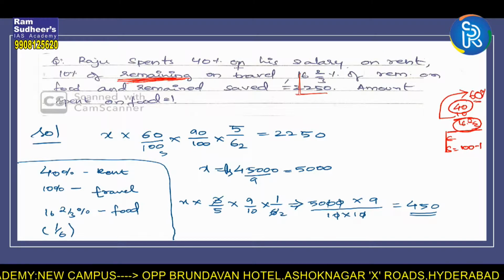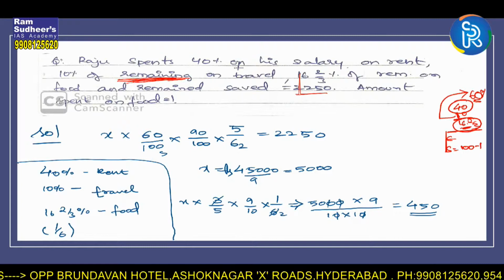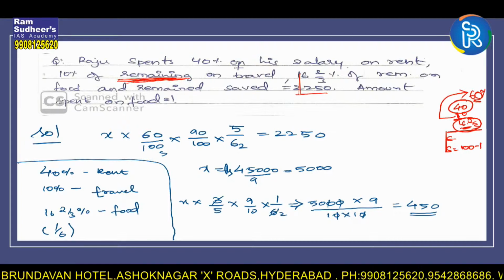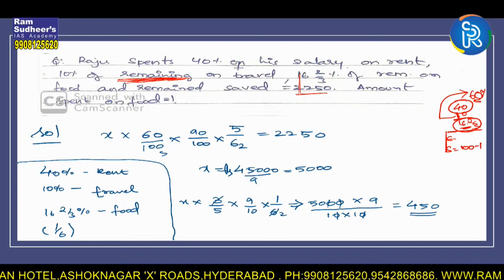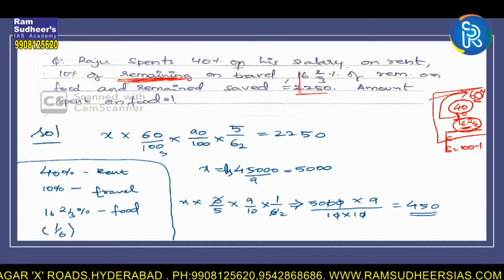Like after consuming 10% from the 60%, the remaining has 16 2 by 3% of the remaining kept on food, and then the remaining amount is 2250. This is an entirely different case from this. Therefore, I'll just start solving my problem.